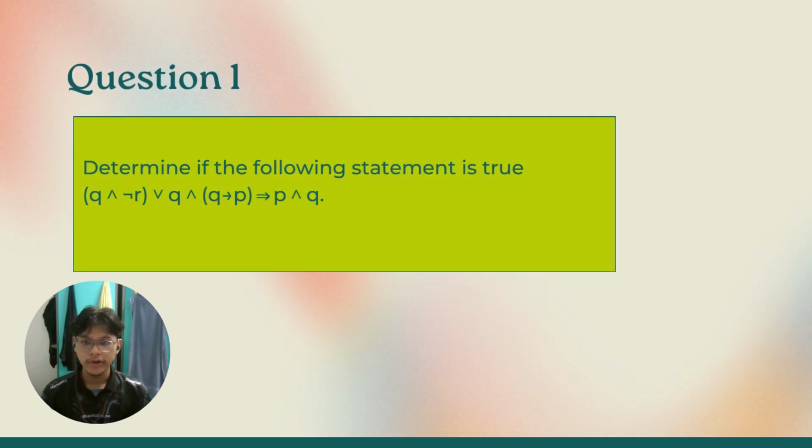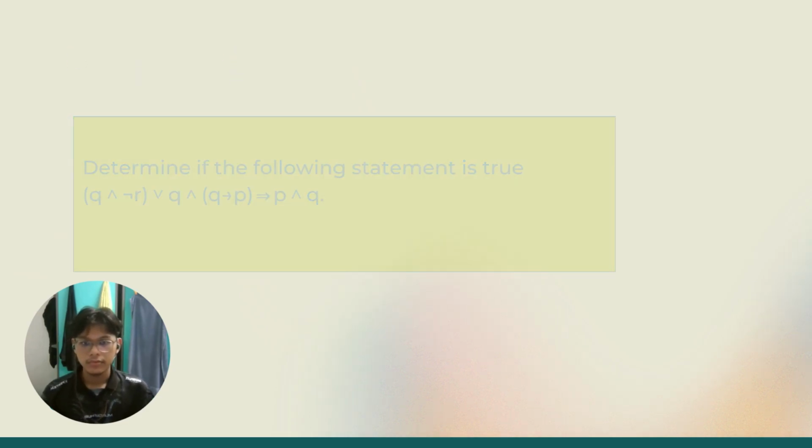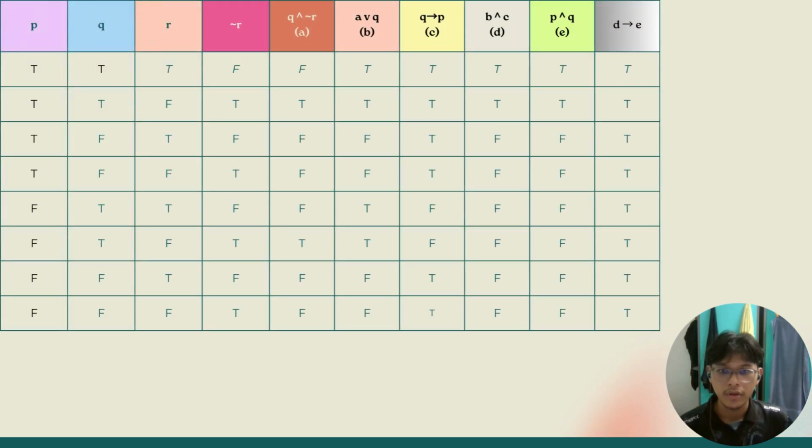So here we have some examples. Question 1. Determine if the following statement is true: Q and not R, or Q, and Q implies P logically implies P and Q. So how do we solve it?